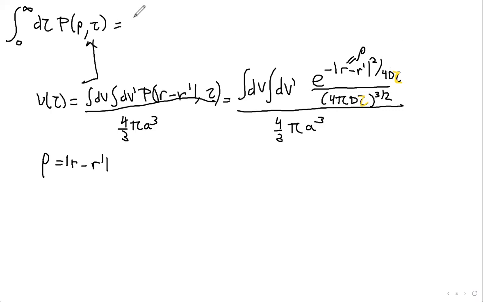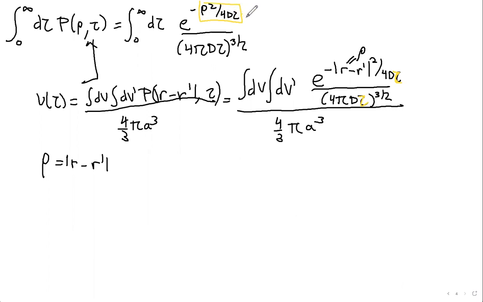How can we do this? So this is the integral from 0 to infinity of d tau e to the minus rho squared divided by 4 d tau, divided by 4 pi d tau to the 3/2. Okay. So an easy way to do this, when you find this type of exponential integrals, a good trick is to call all this x. Okay, this is a change of variable. x will be rho squared divided by 4 d tau.